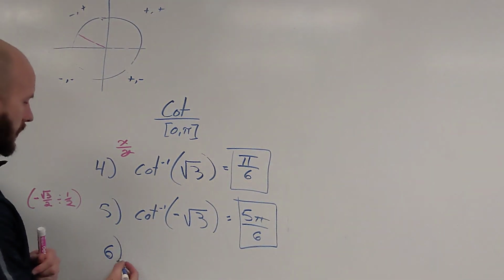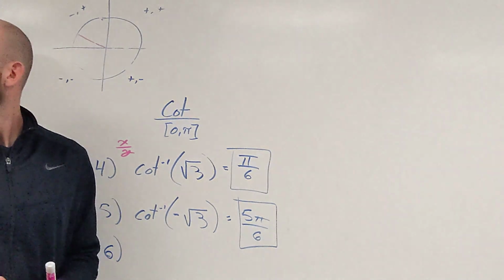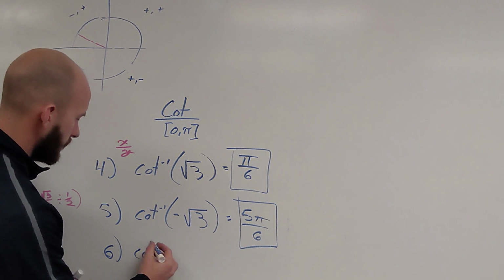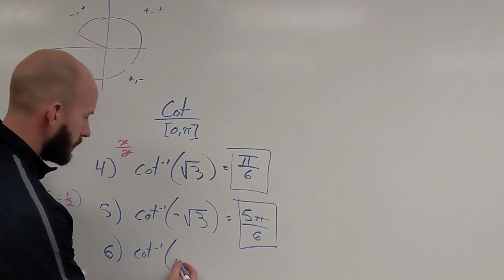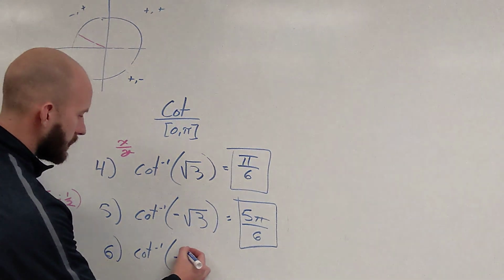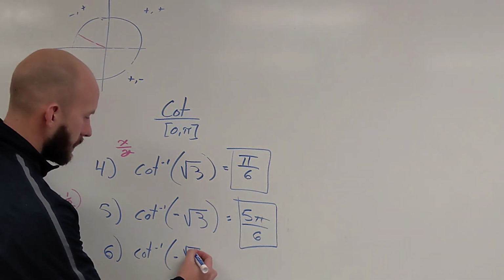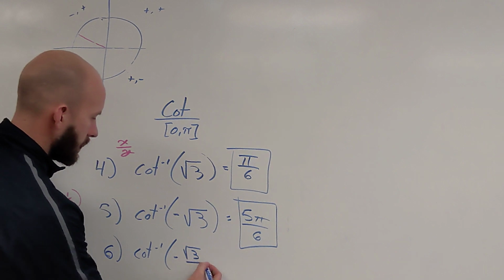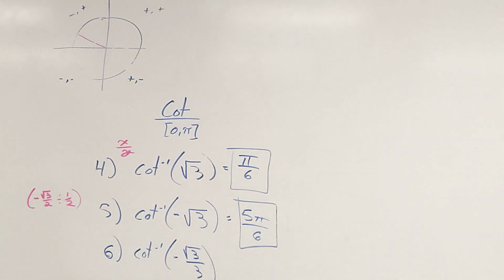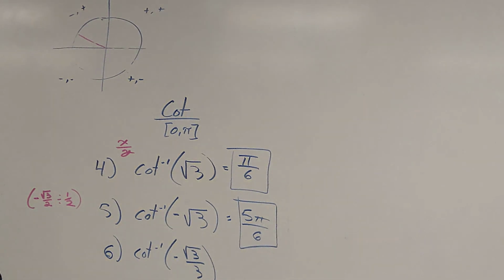Let's do one more here, and then I think we'll move on. Cotangent inverse of negative square root of 3 over 3.